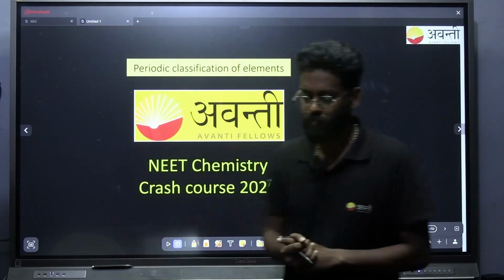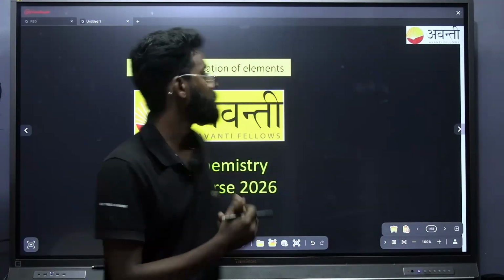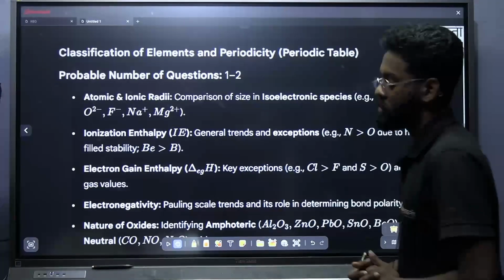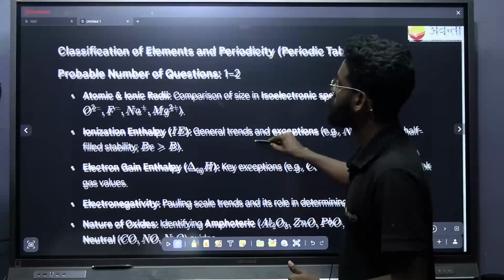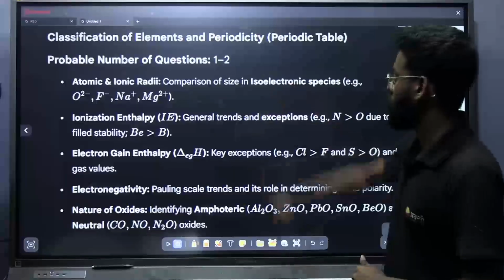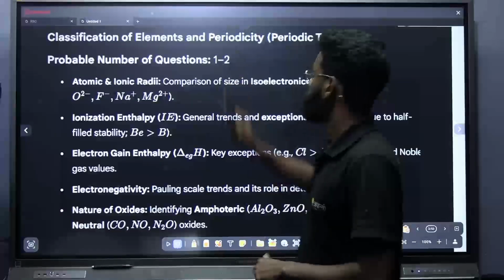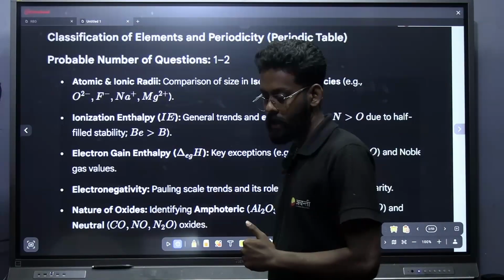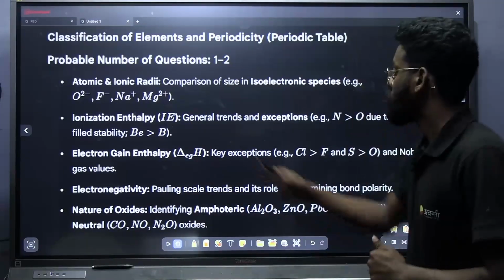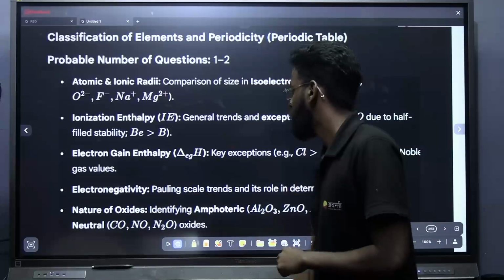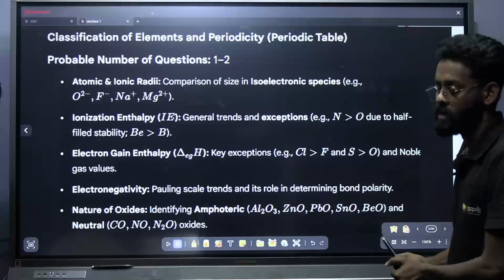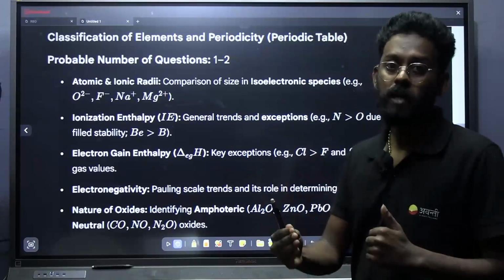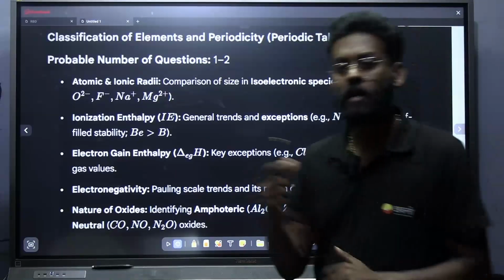Okay, so dear students, we are going to discuss the new chapter, that is periodic properties of elements. As we discussed in the orientation class, you can expect 1 to 2 questions from this chapter, and the important topics are atomic and ionic radii, ionization enthalpy, electron gain enthalpy, electronegativity, and nature of oxides. These are the topics we will discuss in detail, and this chapter is a base for the chemical bonding chapter, which we will discuss in the next class.